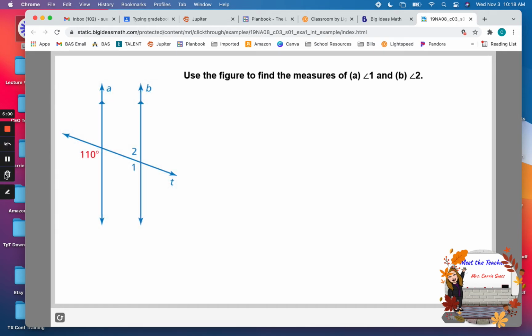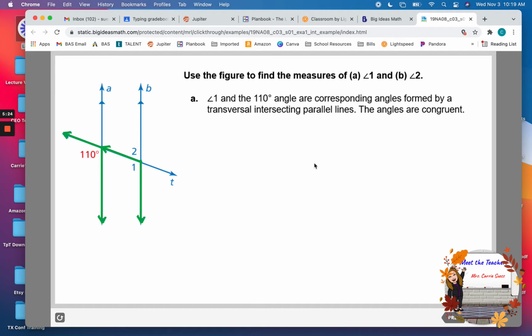Oh, let me get my little drawing. It helps. So this angle is corresponding to this angle, right? Yes, ma'am. You could also say that this angle corresponds to this angle, right? Now we don't have a measurement over there, so that doesn't help us. But because this is corresponding to 1, do we now know the measure of angle 1? Yes. What is the measure of angle 1? 110. Very good. Oh, look, they drew pretty little green lines.